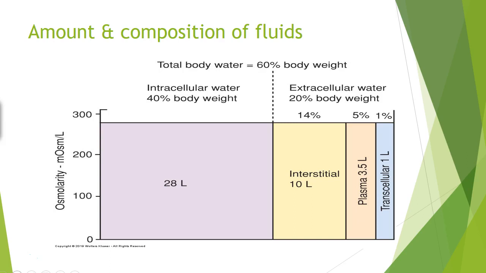So we have about 40% body weight that is intracellular, which means inside the cell. And then we have extracellular, which makes up about 20% of the body weight, and that would be your interstitial, your plasma, and your transcellular. Transcellular is like your spinal fluid. And plasma, like lymph fluid, is interstitial fluid, and the interstitial space is the space that's between the cells, tissues, organs, and blood vessels.